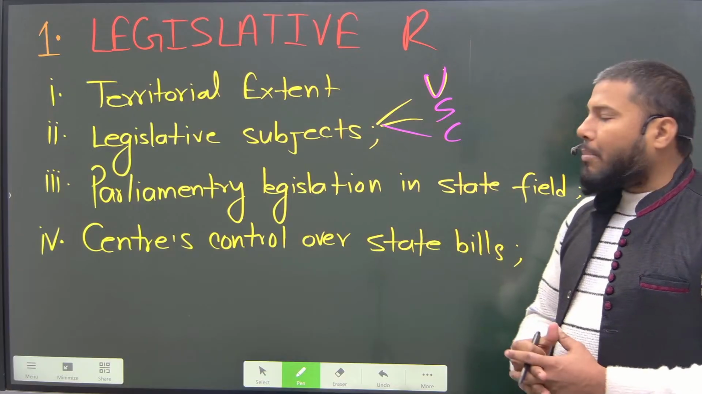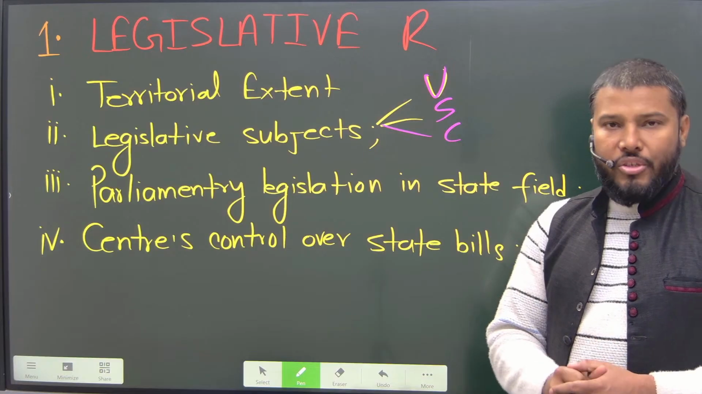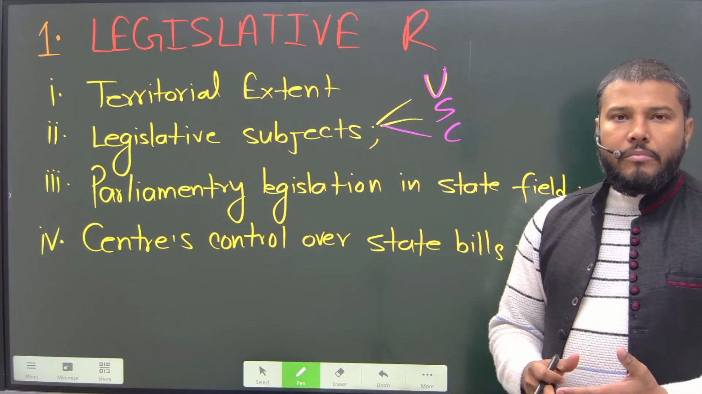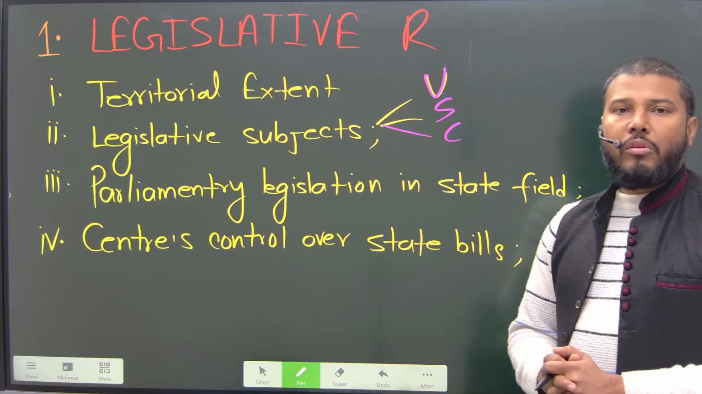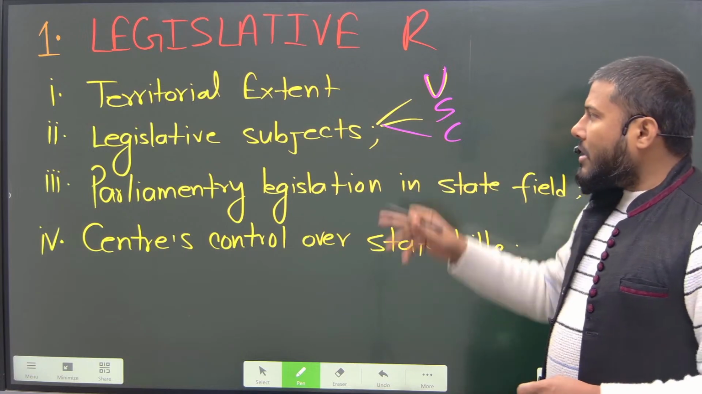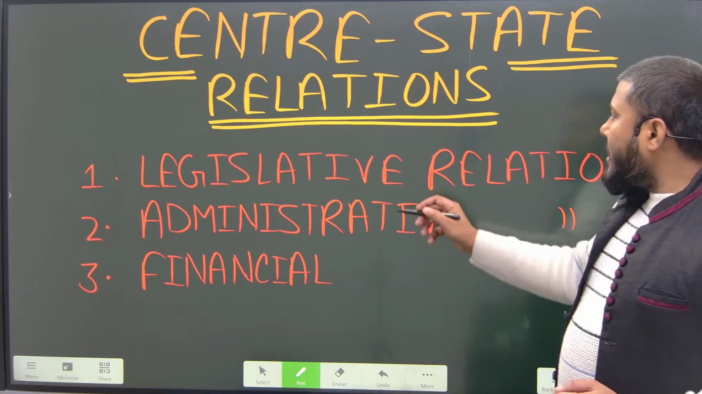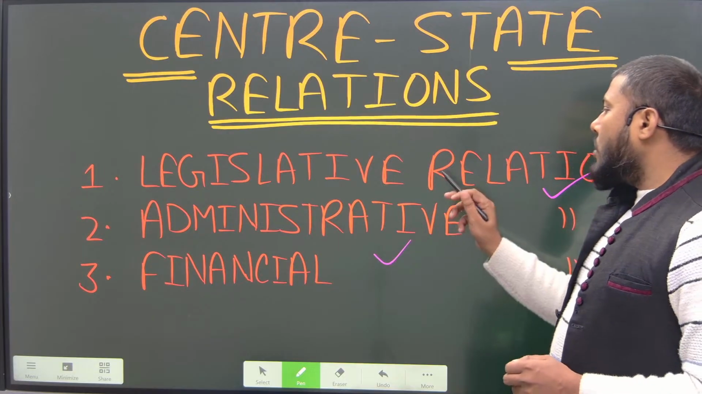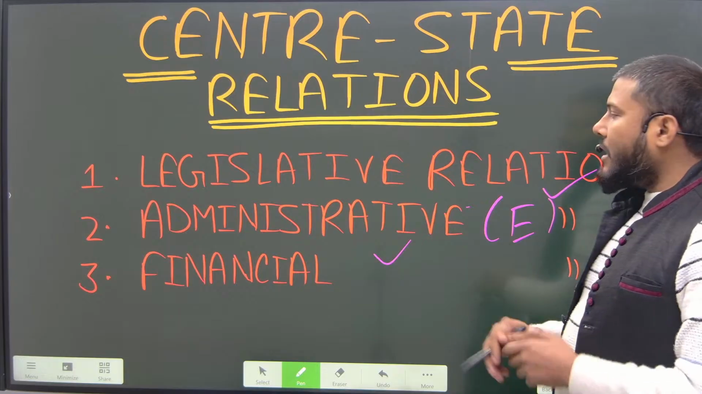And at the same time, parliamentary legislation in the state list: very often there are circumstances when parliament makes laws on the state list. Legislative subjects, territorial extent: all this we have understood well, right? So the legislative relationship we have understood well. Now today we are going to do the administrative relationship or executive relationship, right?